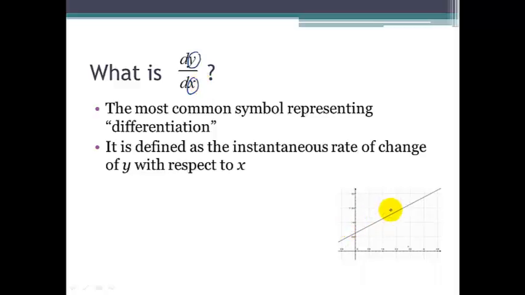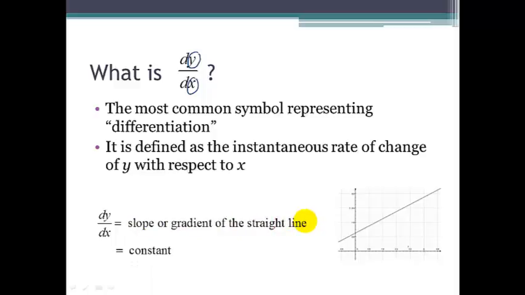Now here we have a linear graph. Because dy/dx tells you the slope or gradient of this straight line graph, it will be a constant. And the reason is because throughout this straight line graph, the slope remains the same. Therefore, dy/dx of this straight line also will be equal to a constant.